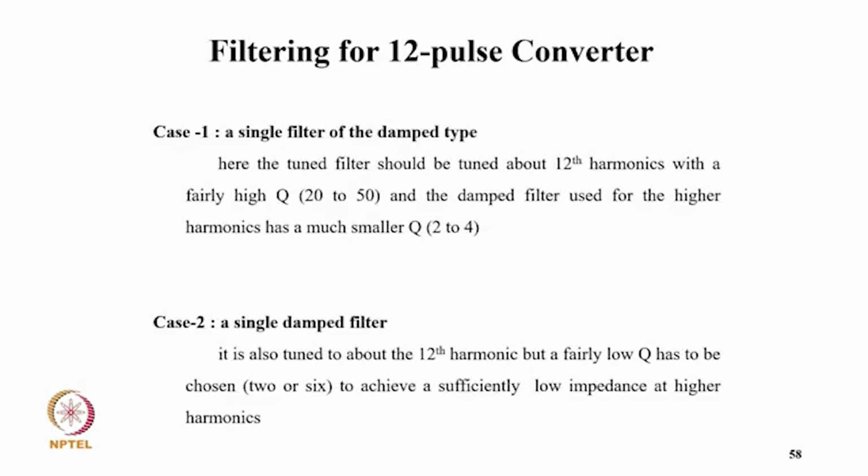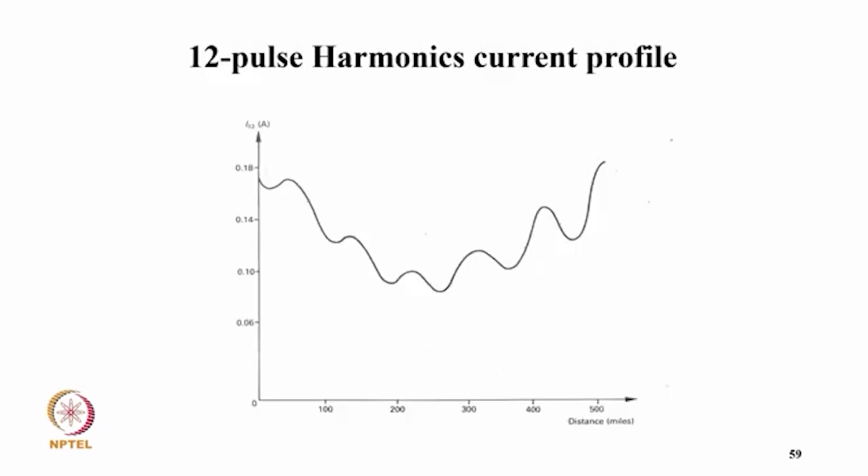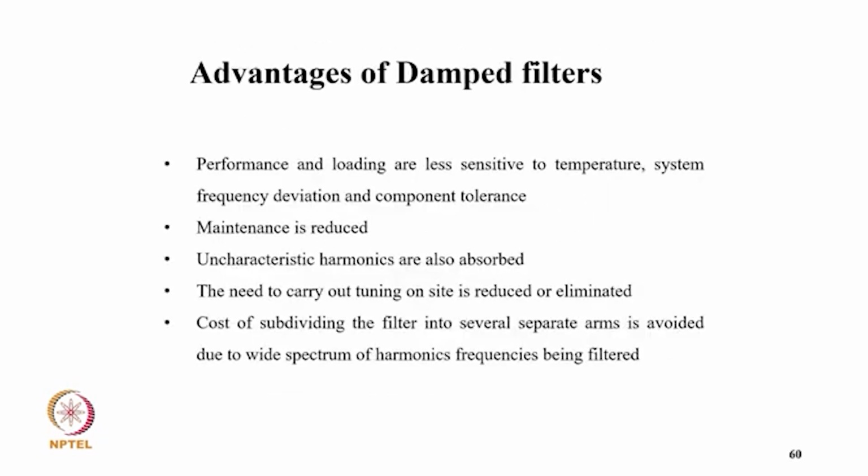So coming to case 1, a single filter of the damped type. Here the tuned filters will be tuned about the 12th harmonic with a fairly high quality Q of 20 to 50, and the damped filter used for higher harmonics has a much smaller Q of 2 to 4. And case 2, a single damped filter. It is also tuned to about the 12th harmonic but a fairly low Q of 2 to 6 has to be chosen to achieve sufficiently low impedance at higher harmonics. And this is typically the variation with the distance in miles for the 12th harmonic.